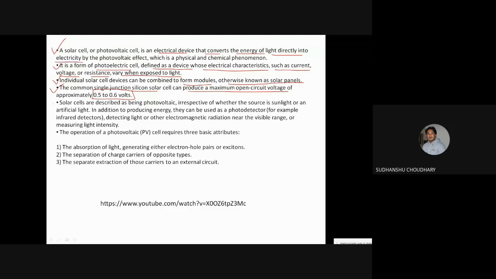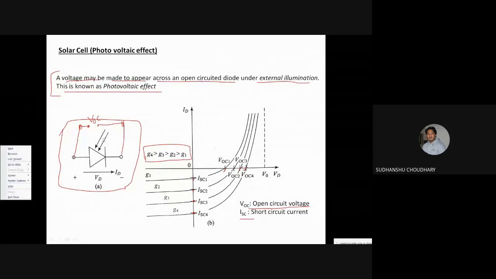Next point is also important, which says that solar cells are described as being photovoltaic irrespective of whether the source is sunlight or an artificial light. So this illumination which we had seen can either be sunlight or an artificial light. Both will give the same effect in a solar cell. That is, the photovoltaic effect can be achieved whether this light is sunlight or an artificial light, it doesn't matter.